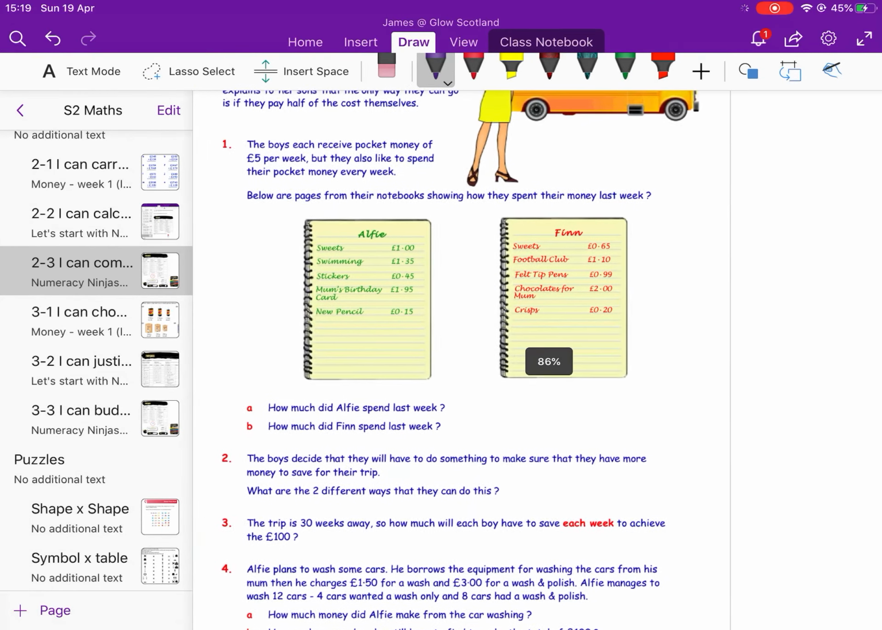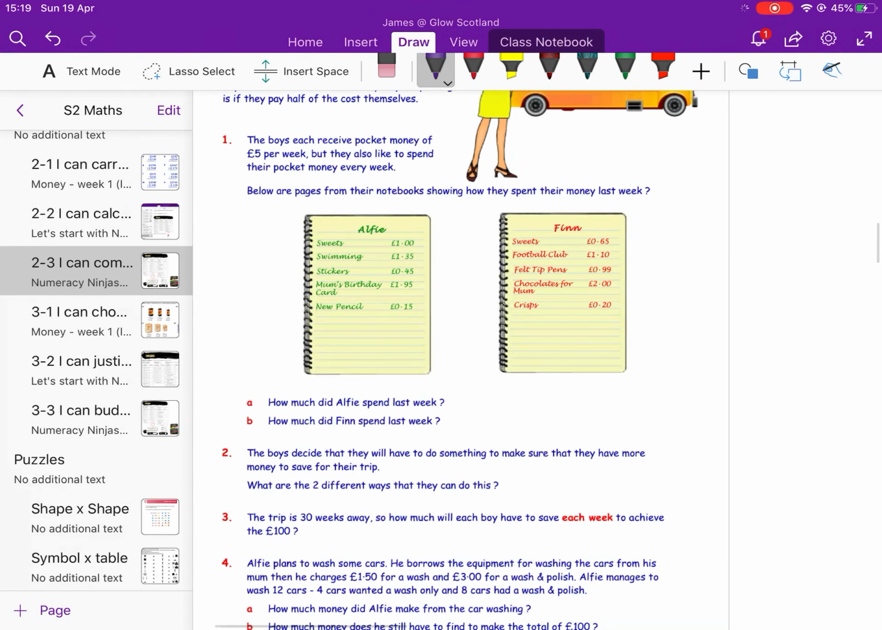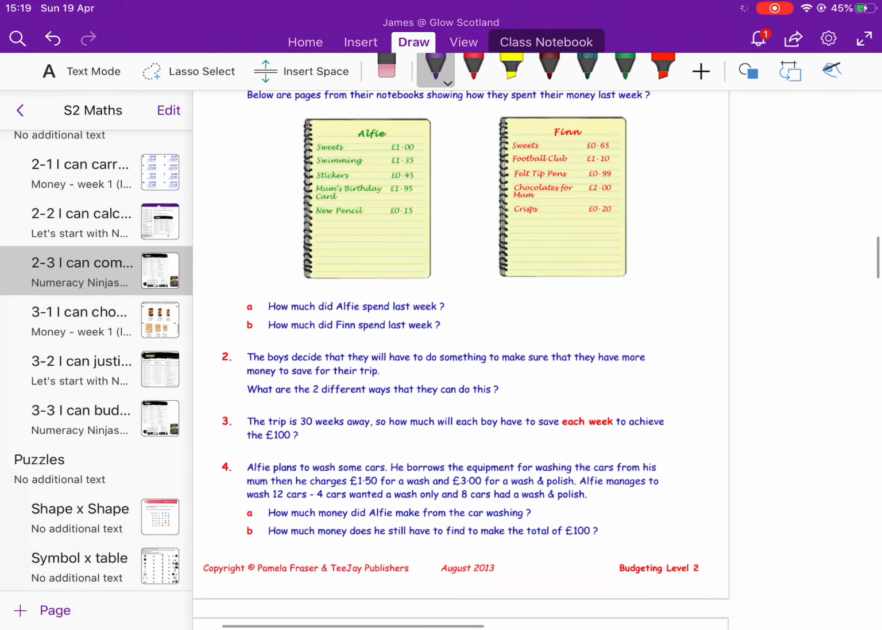So the first one's asking about spending. How much did Alfie and Finn spend on that? So you're going to have to do a little bit of adding. You can do that on your calculator though.